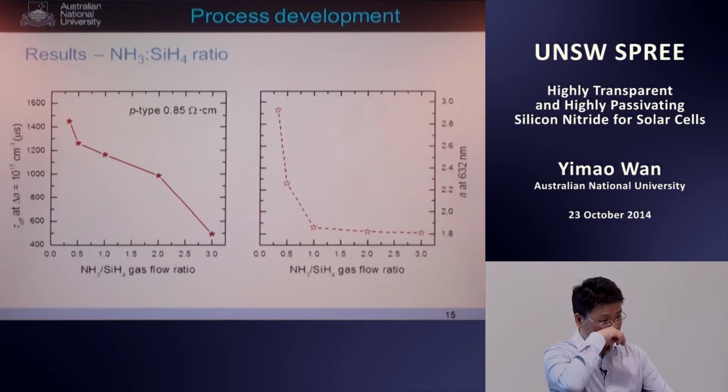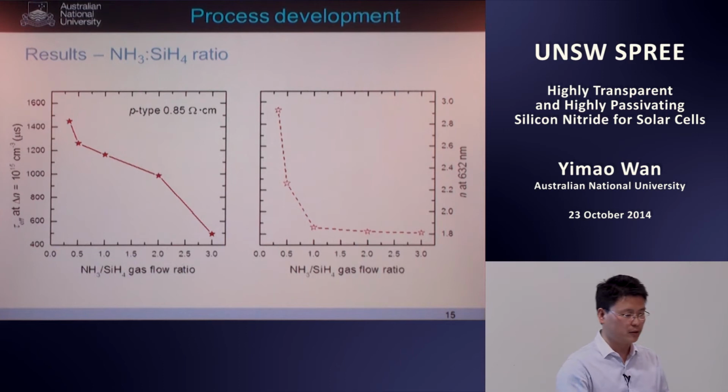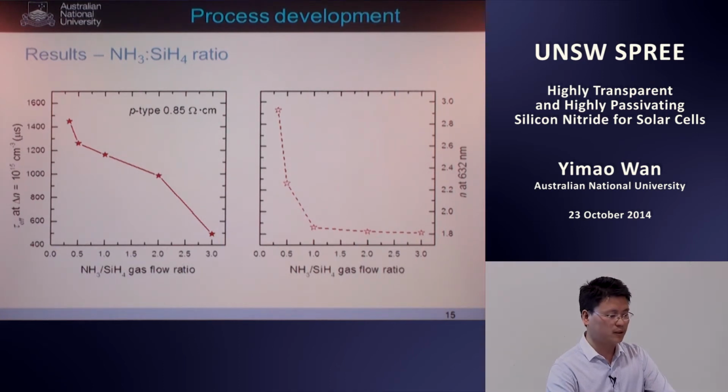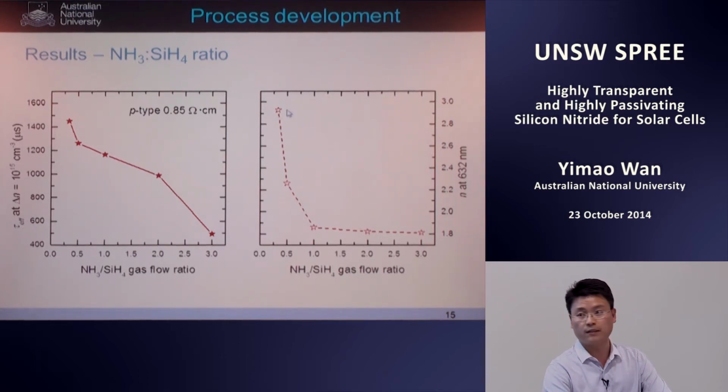So here are the results when we vary the ammonia to xylene gas ratio. As the ammonia to xylene gas ratio increases, that means more ammonia is incorporated into the plasma and into the film. The passivation quality decreases, and the refractive index decreases. And this is similar to the classic trend, in which the highest passivation quality is obtained with a high refractive index film, which means silicon-rich films.